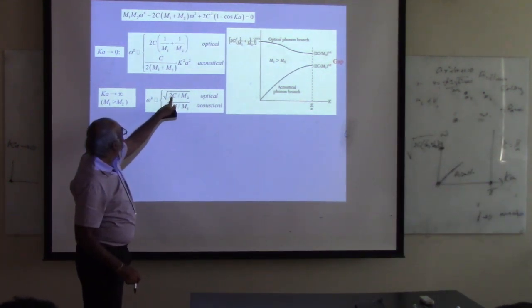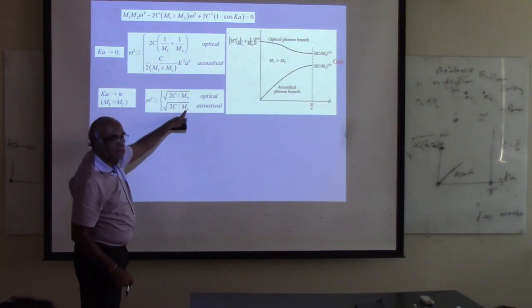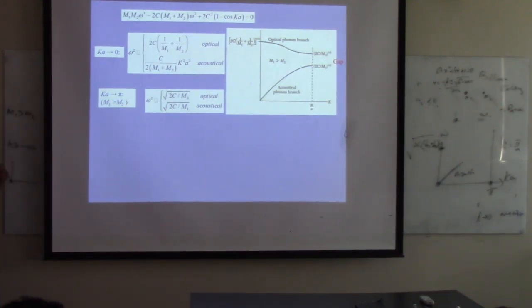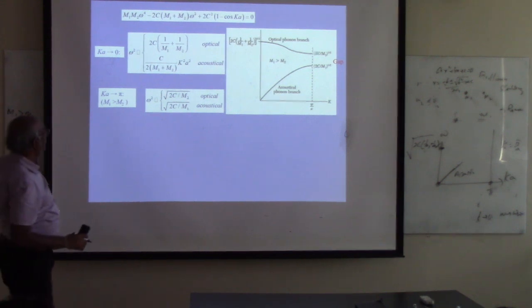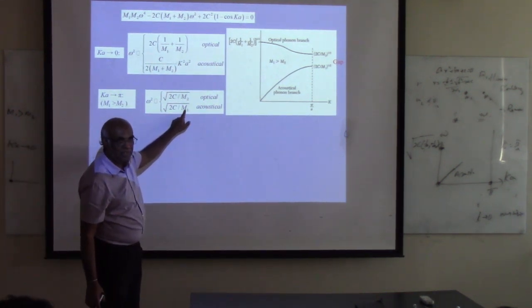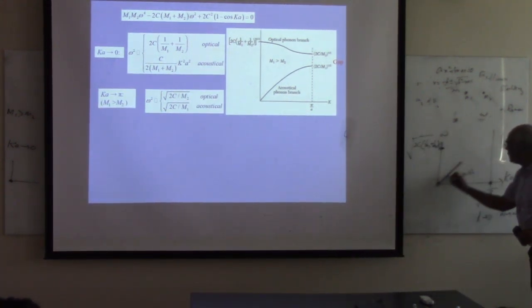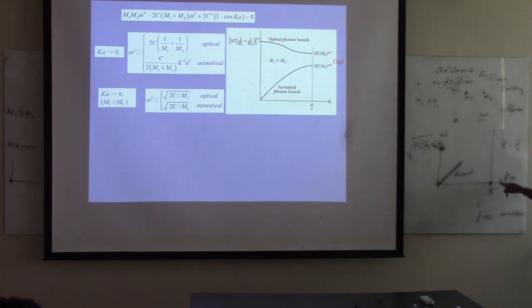One is 2c over m2, other one is 2c over m1. So we'll say m1 is larger than m2. There are two masses, right? If m1 is larger, that means this number is smaller, right? That means you have, here we know this is 1 and this is 1, right? At pi value, you have 1, that is 2c over m2. If m1 is larger, then this should be the square root of that one, right?